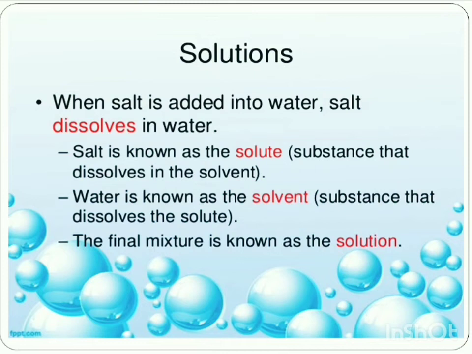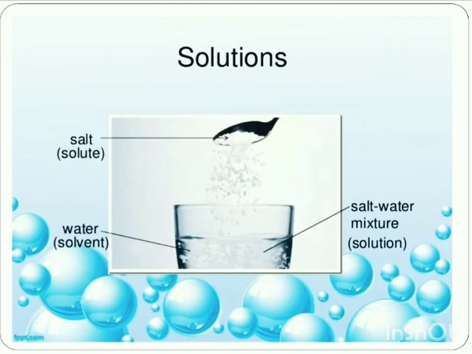When salt is added into water, salt dissolves in water. Salt is known as the solute, the substance that dissolves in the solvent, and water is known as the solvent, the substance that dissolves the solute. The final mixture is known as the solution. I hope you are clear about what a solution is. Now you can see in the image, on the spoon you have salt, that is the solute. In the glass you have water, that is the solvent. And when they both combine and are mixed, it is called a solution or a homogeneous mixture.